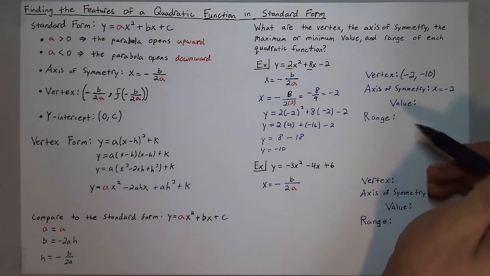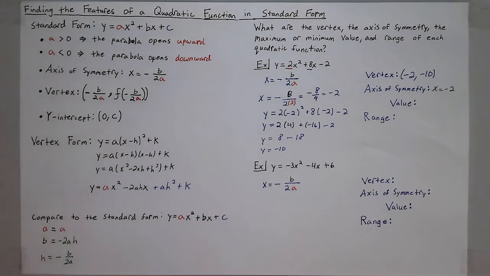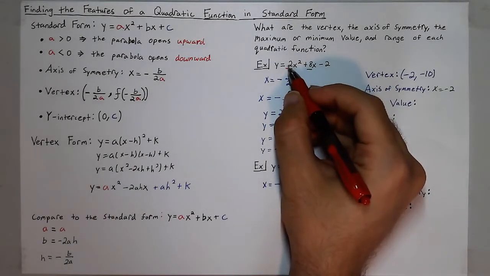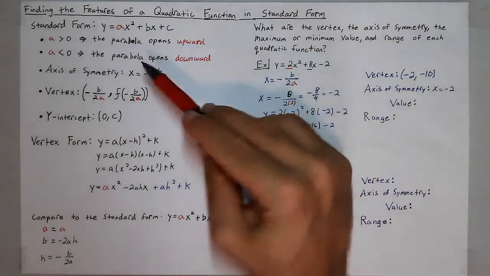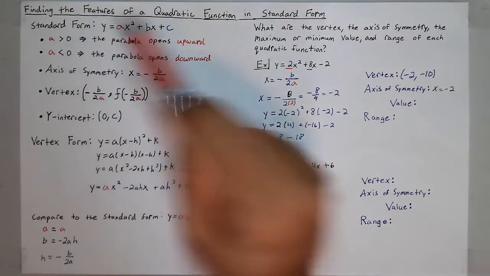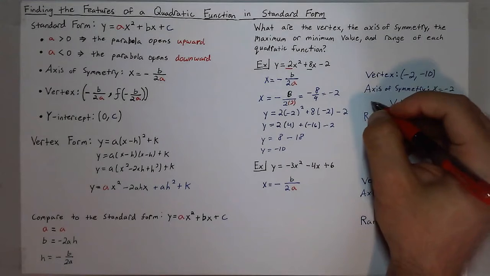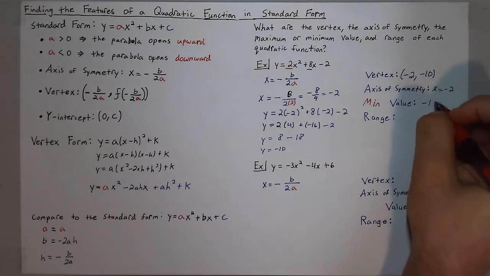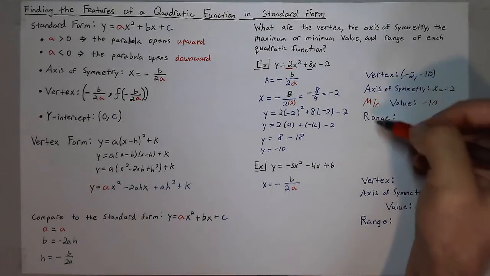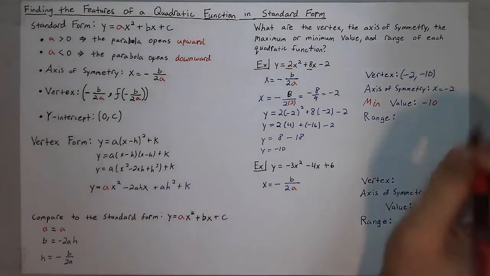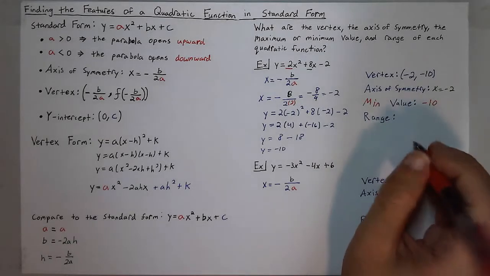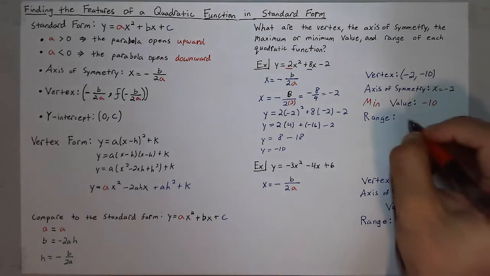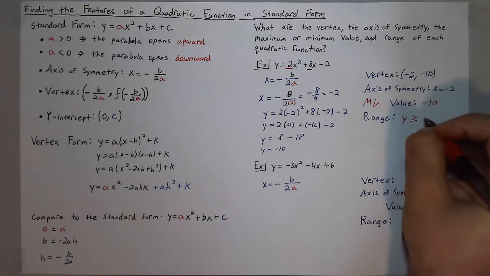Now, I need to understand, am I going to have a max value or a minimum value? Well, looking at the a value in front, it's a positive 2, so I know that's greater than 0. So that's going to open upwards, and I will have a minimum value of negative 10. Since it opens upwards, that vertex is the lowest point. Knowing that's the lowest point, my range will be anything greater than negative 10, so y is greater than or equal to negative 10.